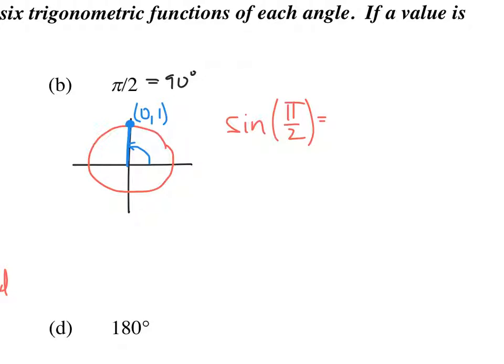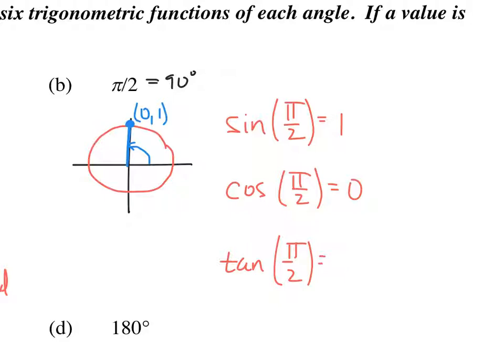Sine of pi over 2 is 1. It's your y value. Cosine of pi over 2 is 0. It's your x value. Tangent of pi over 2 is 1 over 0, not possible, which we're going to say is undefined. Cosecant of pi over 2.